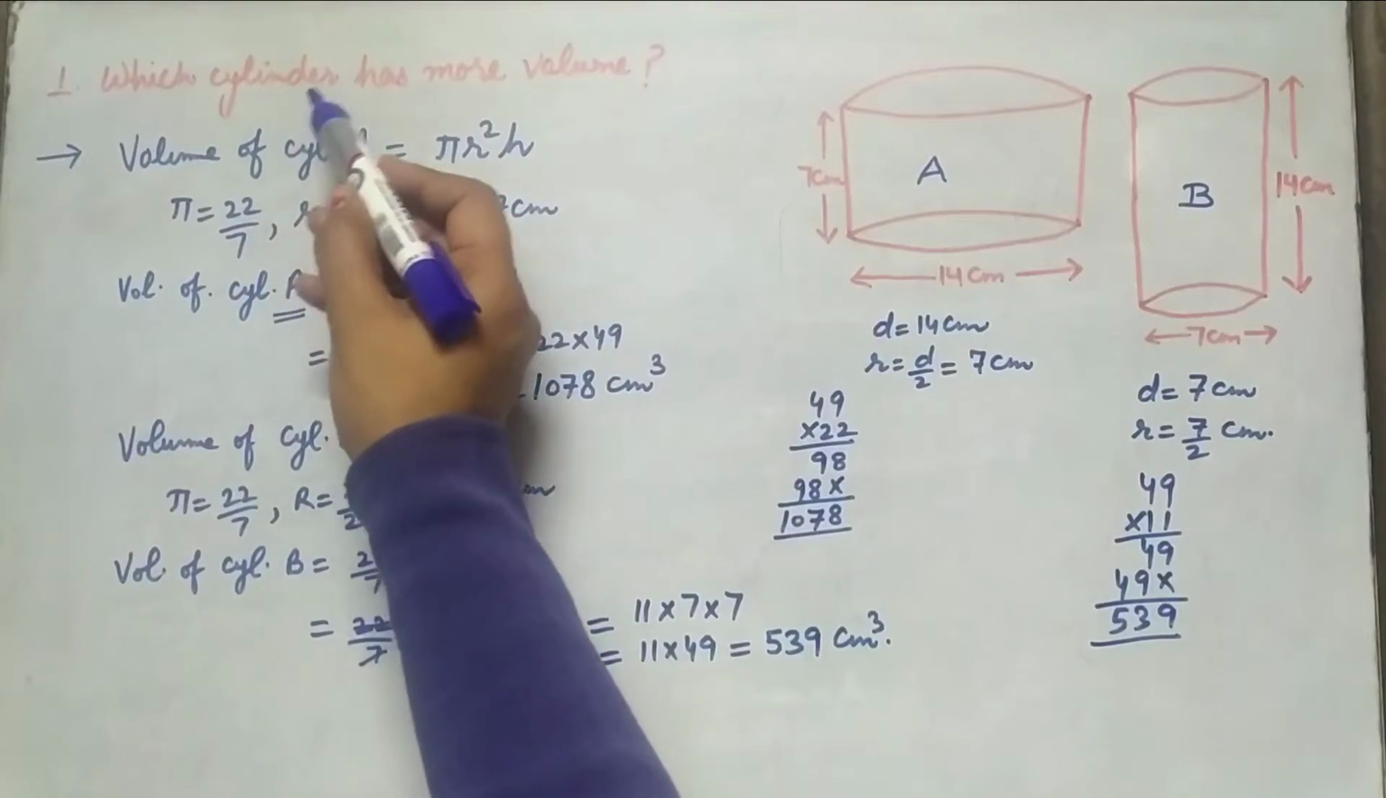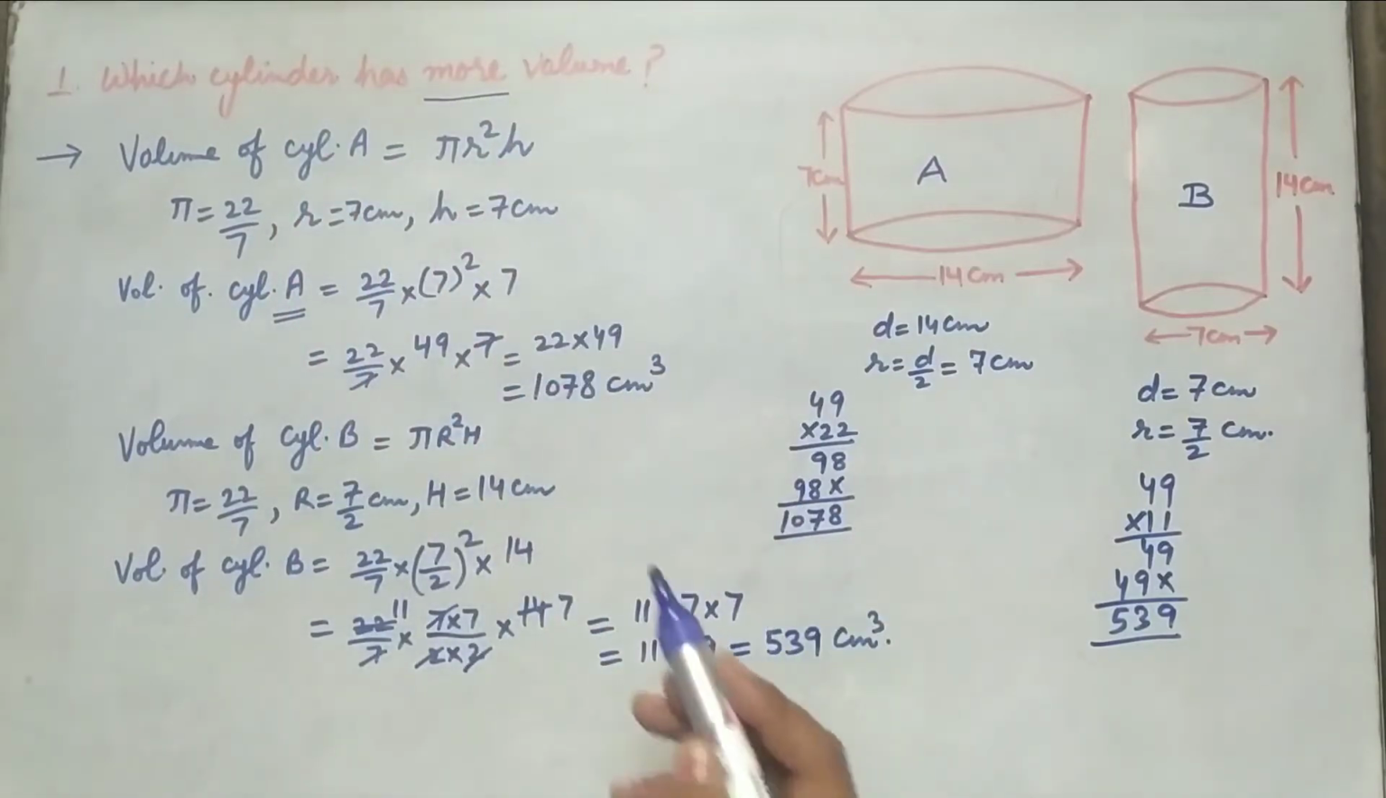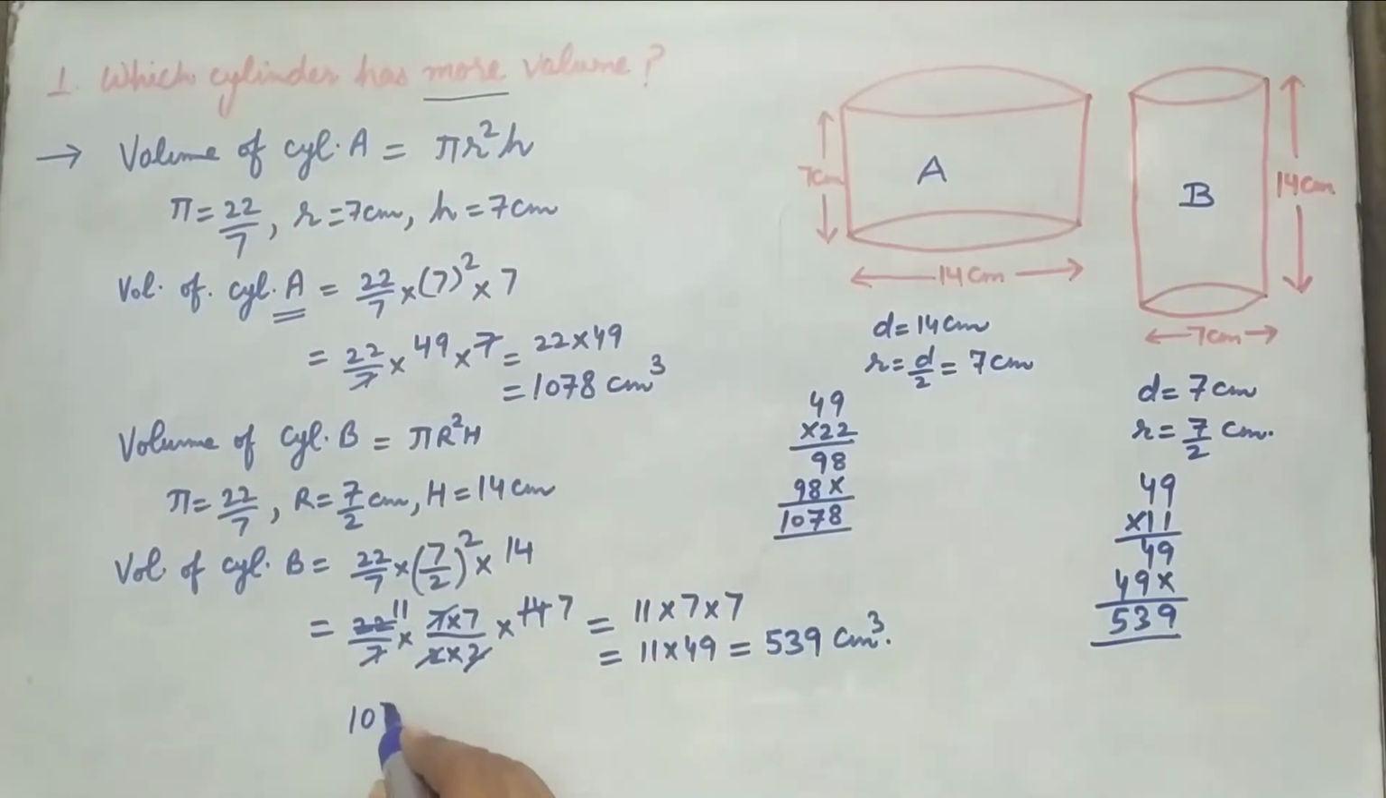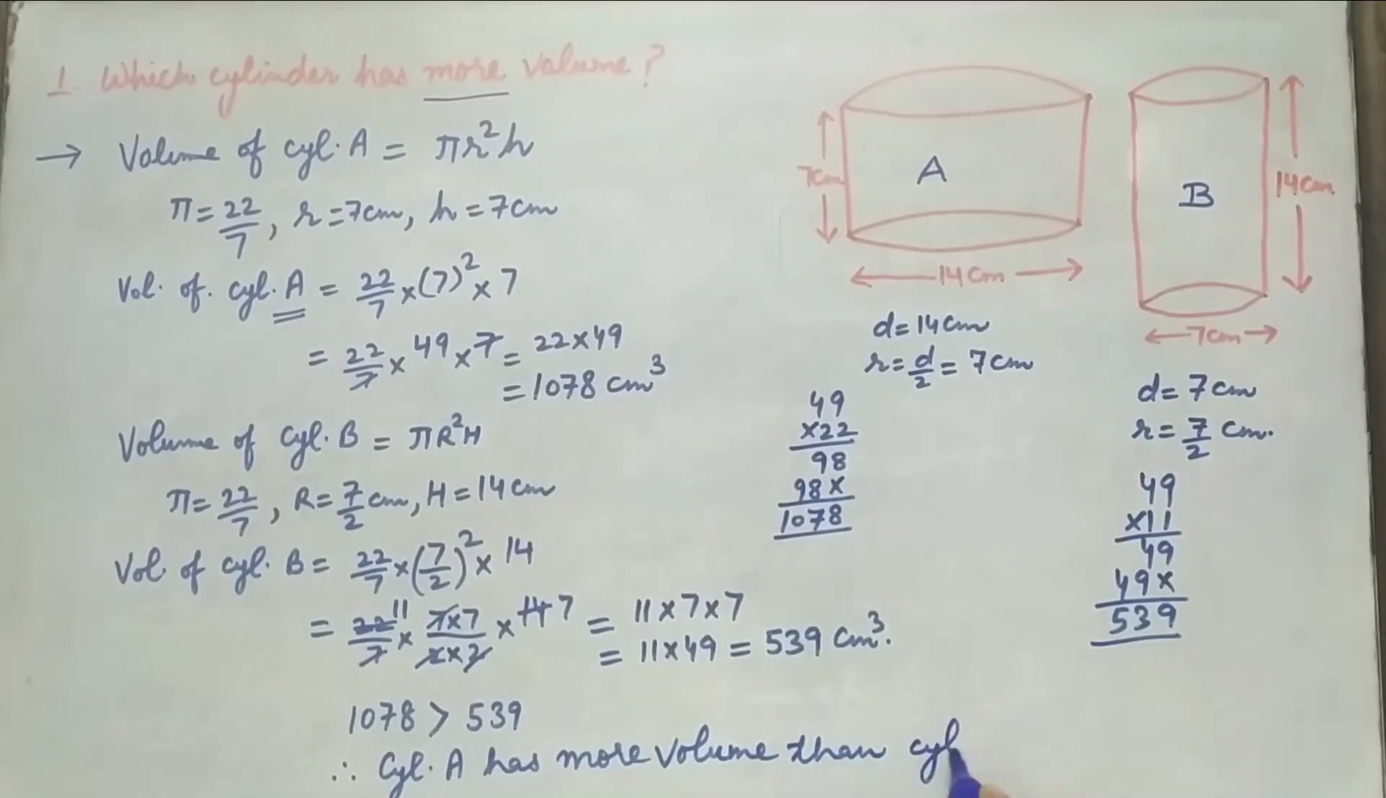Question was, which cylinder has more volume? We have to write both the volumes and compare them. Which is more? 1078. And therefore we conclude cylinder A has more volume than cylinder B. This is how we can compare two figures.